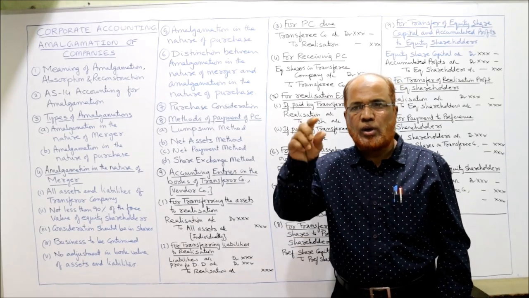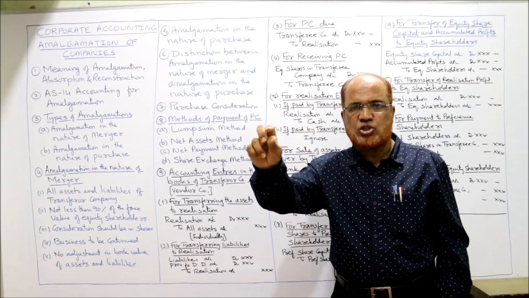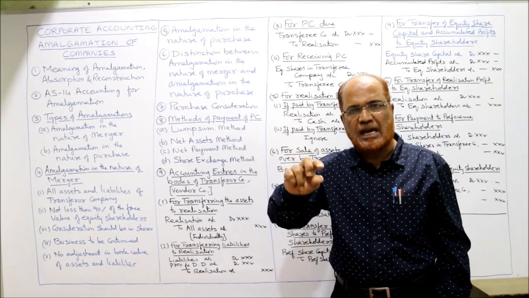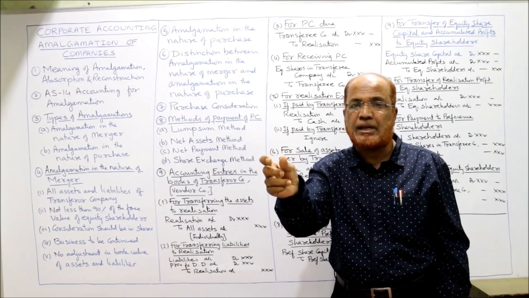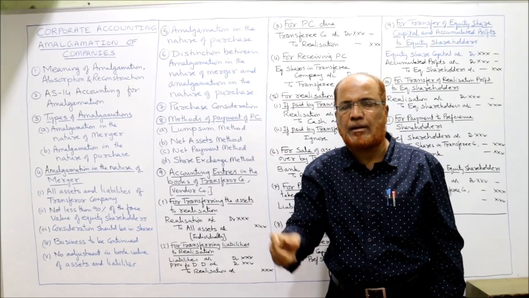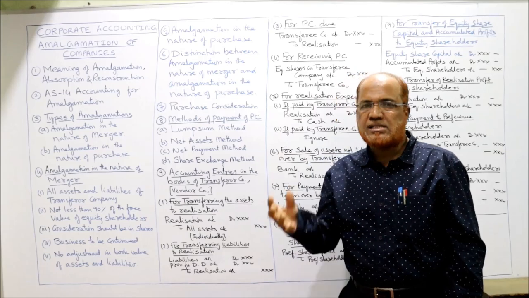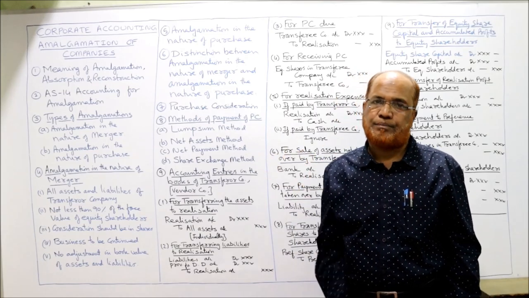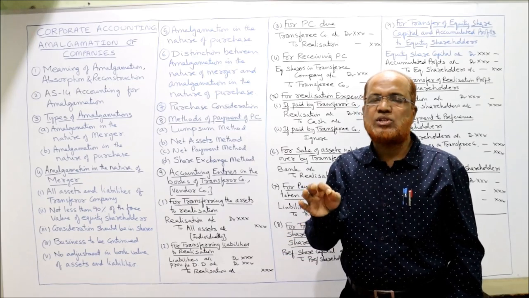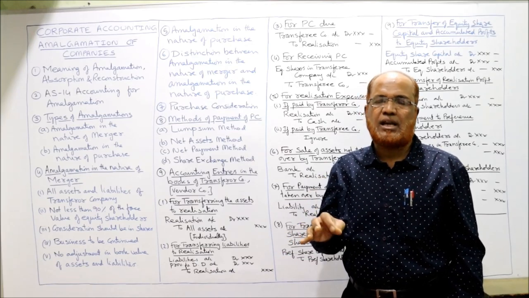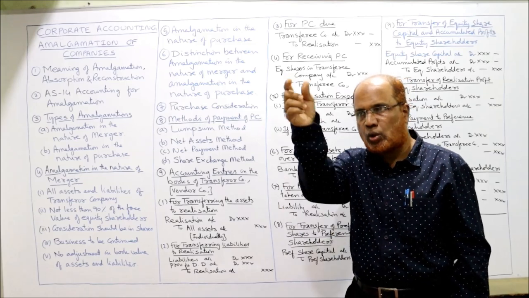We want to take assets: land and building, plant and machinery, furniture, stock, debtors, cash in hand, cash at bank. All the values of the transferor company's present value will be taken. Take the total. The assets which are not taken over should not be taken. Only those assets which are taken over should be taken at their agreed values. Take the total of the assets.